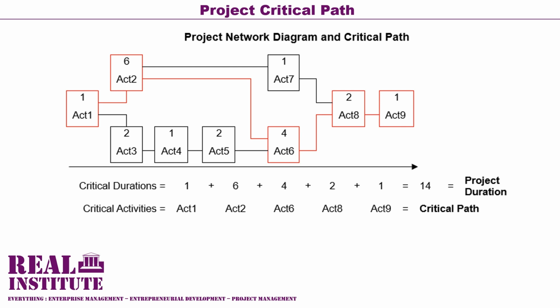The critical project activities through this network are activity 1, activity 2, activity 6, activity 8, and activity 9. And the sum total of their individual durations adds up to 14 days, which is the total duration, or the feasible project duration, of the project represented by this network diagram.